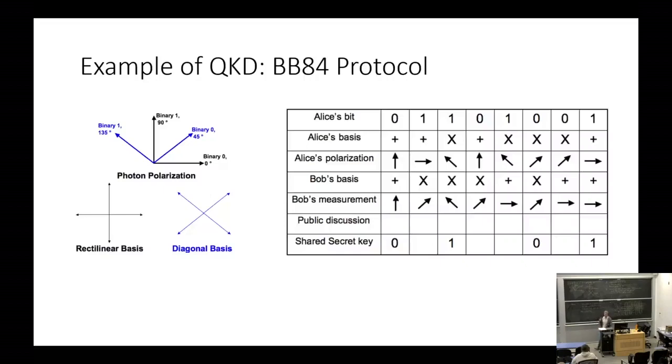All right, so let me show you an example of what this looks like. I'm going to make a table. Here's Alice's bit, and then her basis, her polarization, and then Bob's basis, Bob's measurement. Alice's string of bits is 0, 1, 1, 0, 1, 0, 0, 1. The basis she chose at random is, I'm going to do plus for rectilinear and an x for the diagonal. So plus, x, plus, x, x, x, plus.